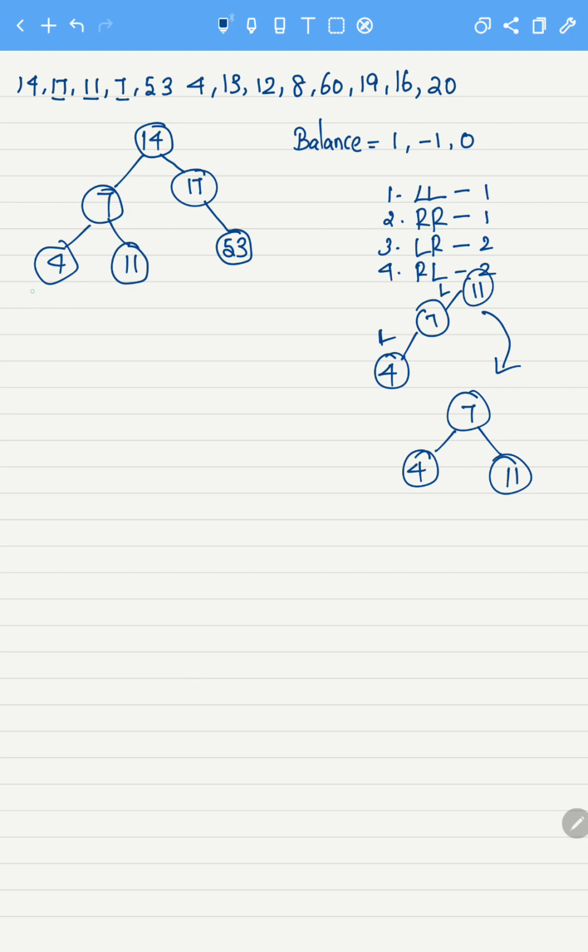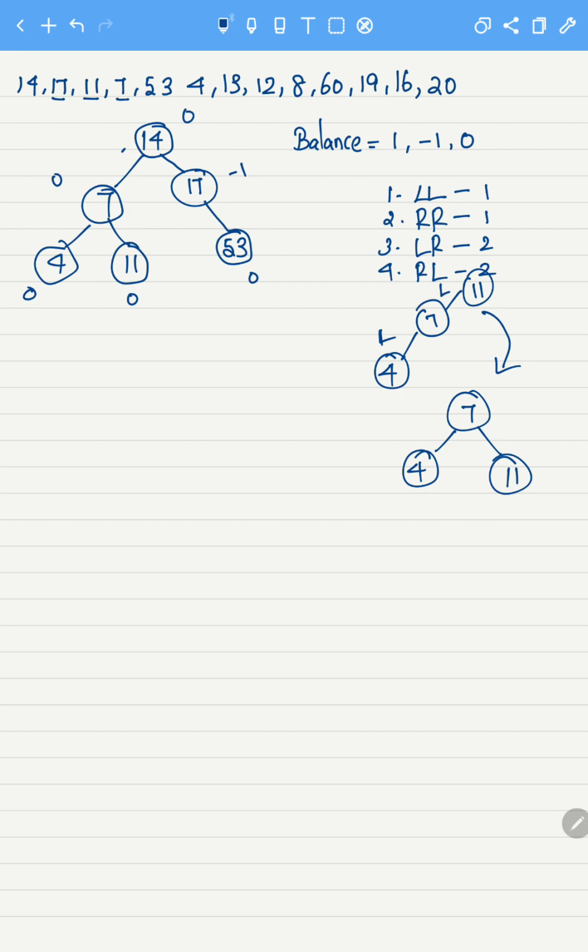The balance factor of 4 will be 0, here 0, here 1 minus 1 will be 0, here 2 minus 2 will be 0, here the balance factor will be 0, here the balance factor will be 0 minus 1, so it will be minus 1. Okay, so it's a balanced tree.